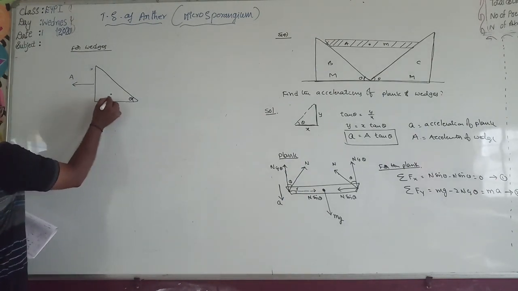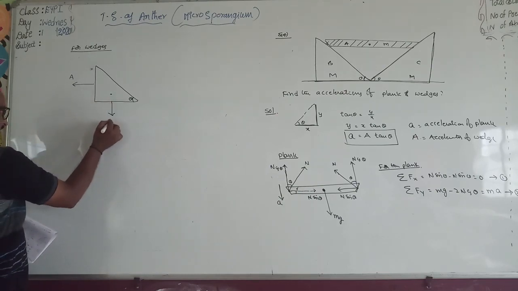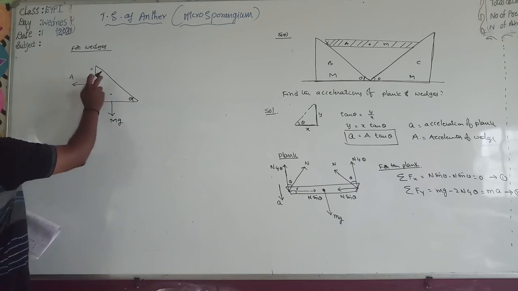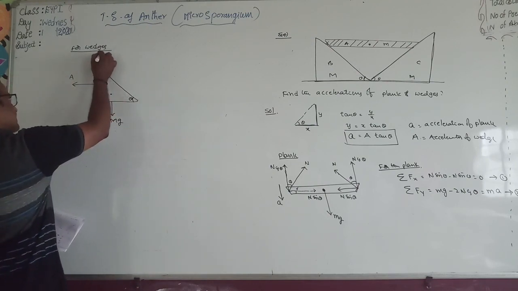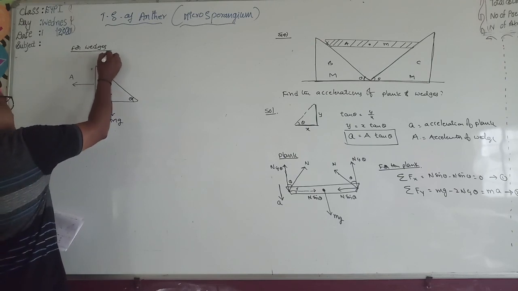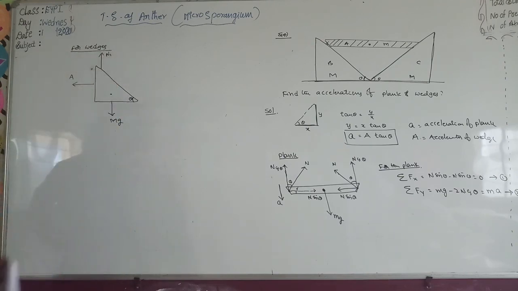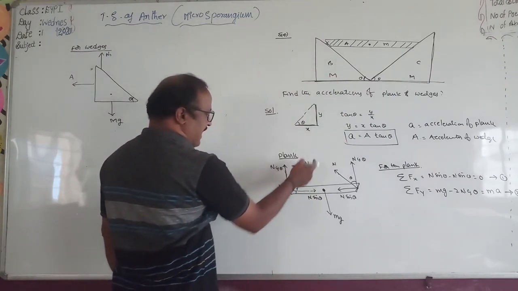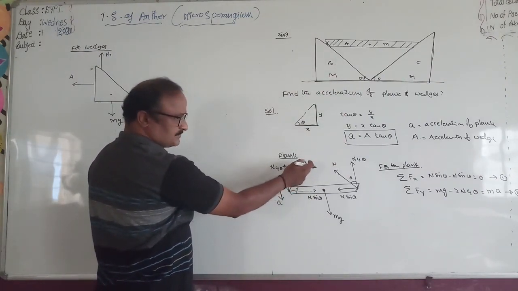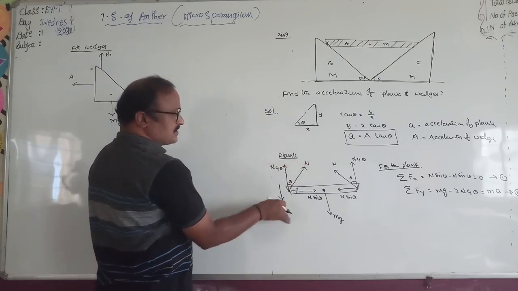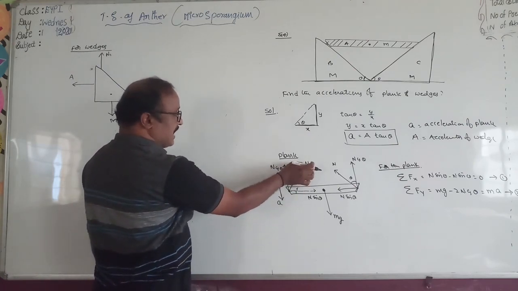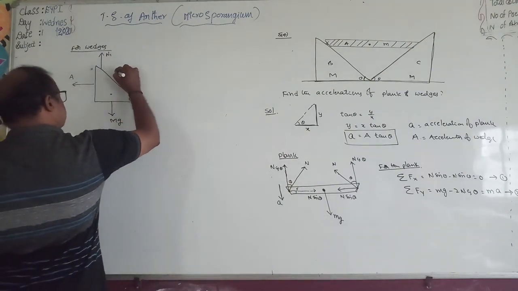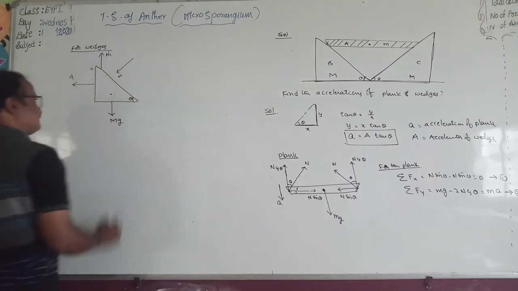The weight of this block is important. Its weight is capital Mg downwards. The force acting on the wedge by the surface is the normal reaction, which is equivalent to N1. Normal reaction acting on the plank by the wedge is N. According to Newton's third law, a similar force acts on the wedge by the plank also. That means the equivalent force is this N.